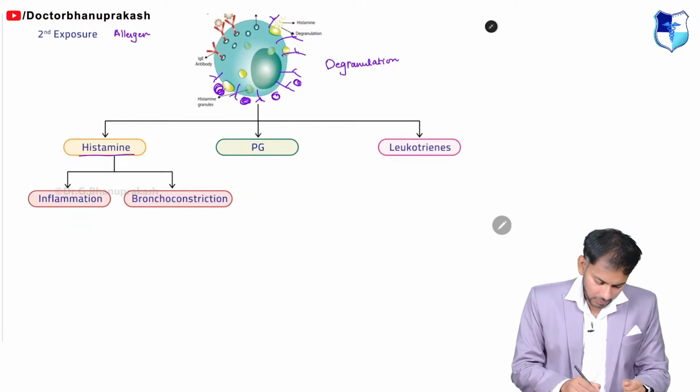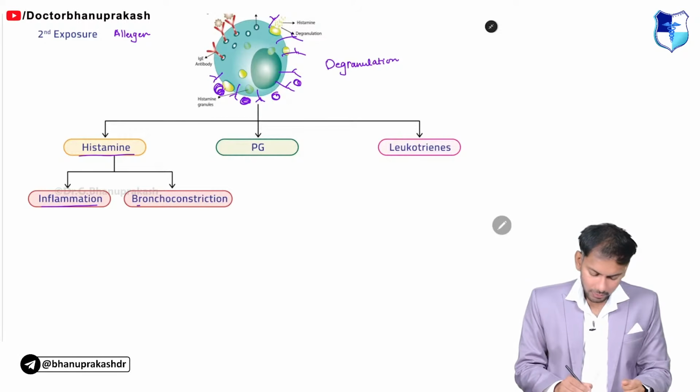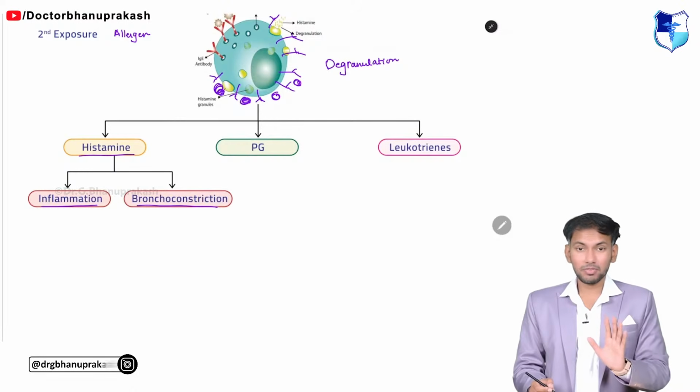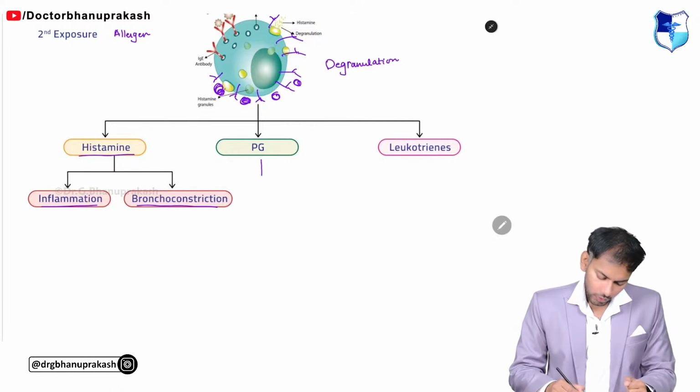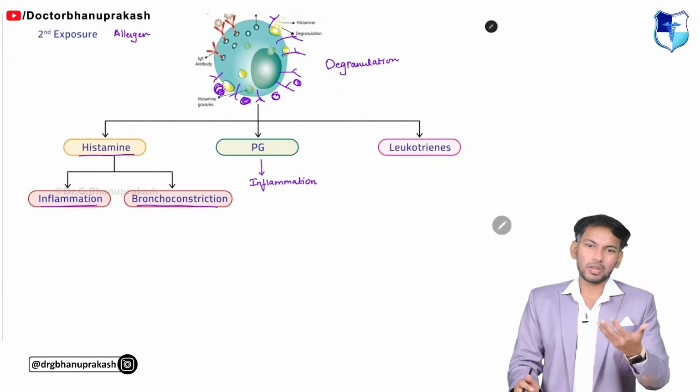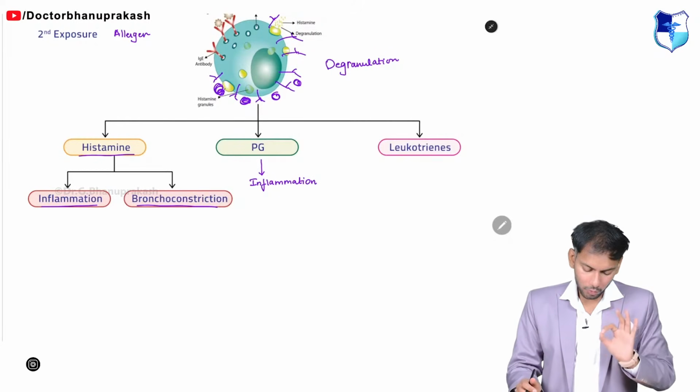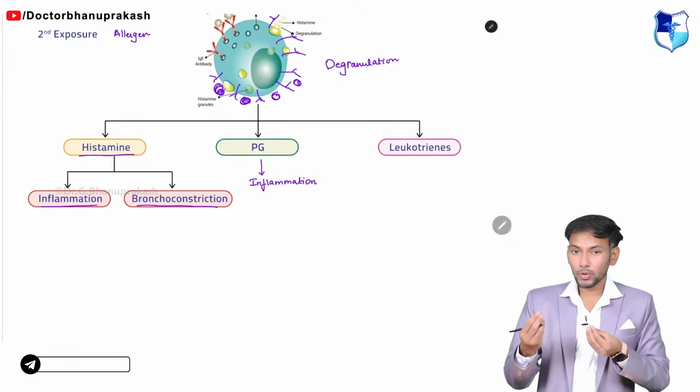Now, what is histamine doing? All of you know it will cause inflammation and bronchoconstriction. What is prostaglandin doing? It will also cause inflammation. What are leukotrienes doing? It will also cause bronchoconstriction. But what is important, you have gotten your aims of treatment. How are you going to treat it?